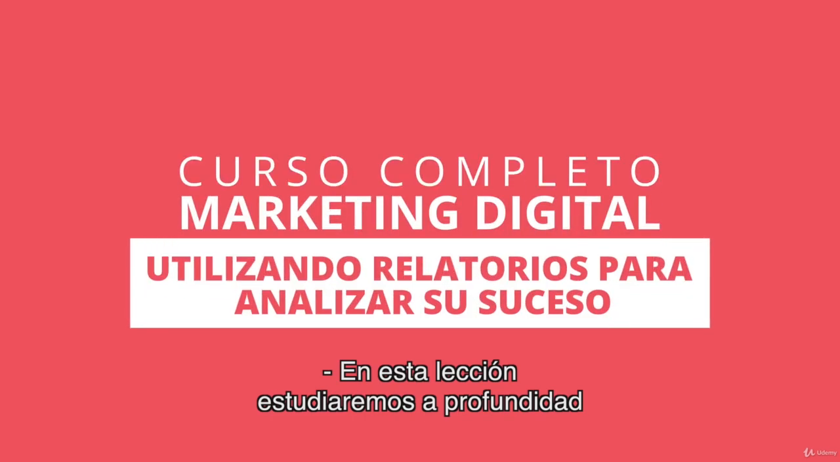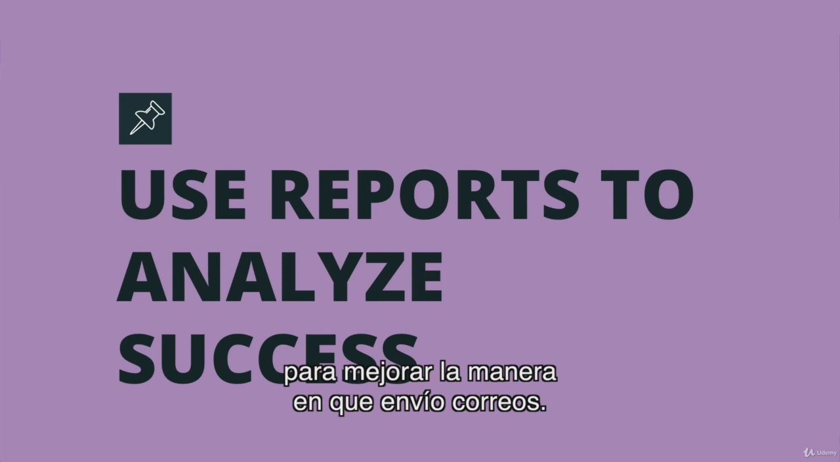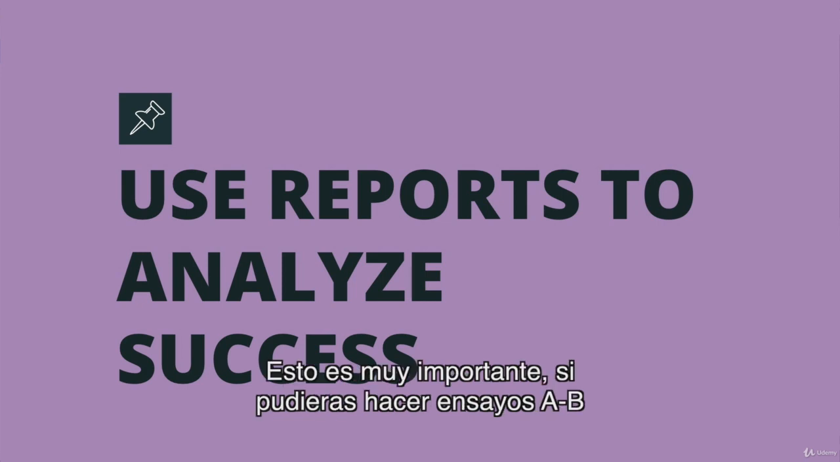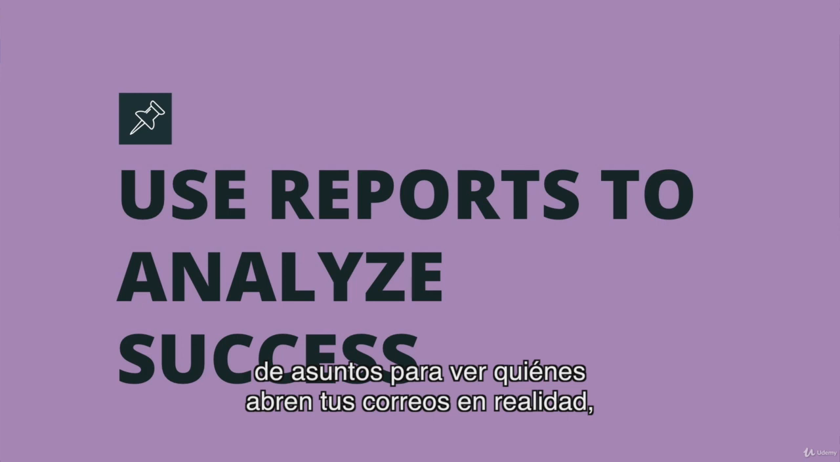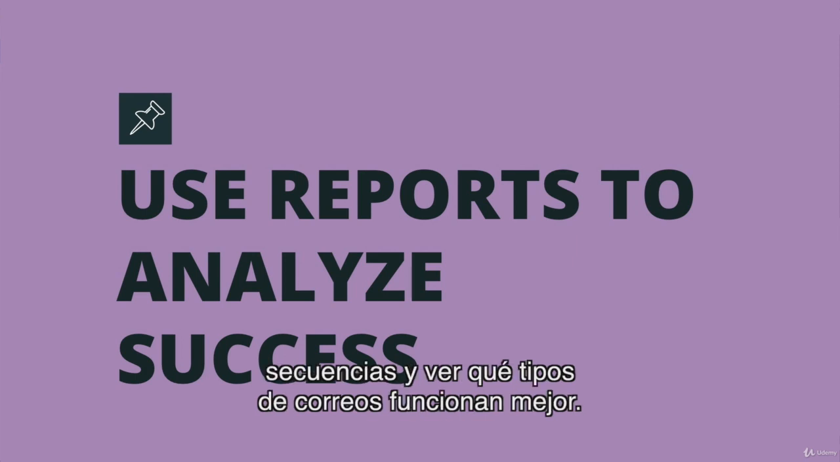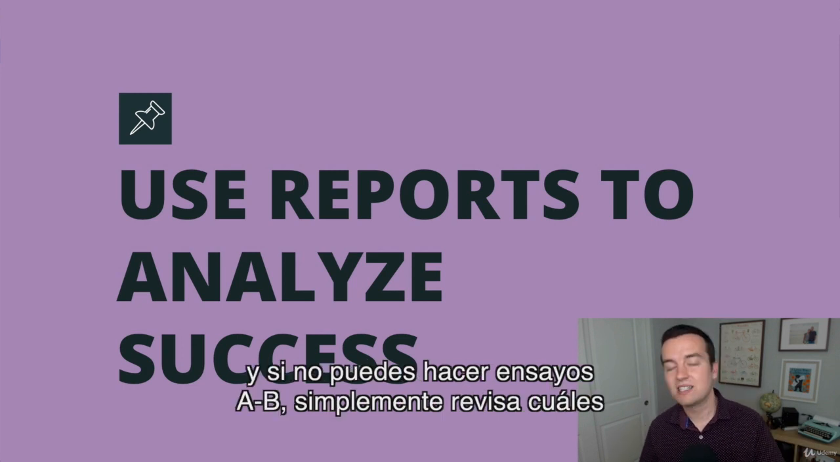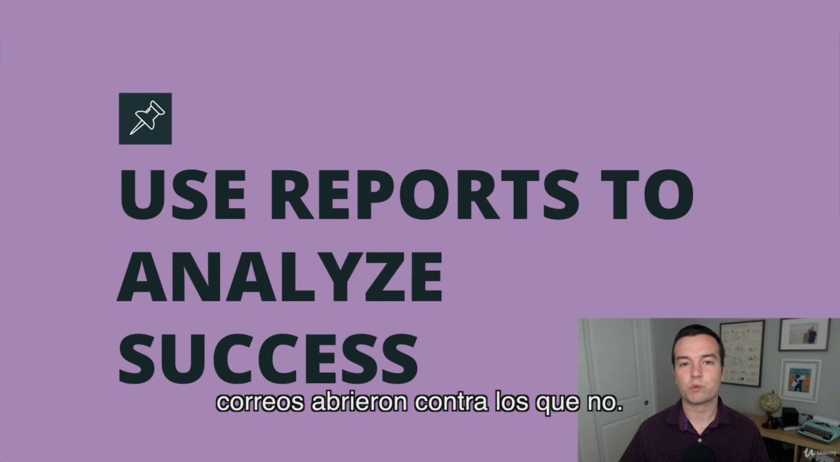In this lesson, I'm going to dive into the back end of ConvertKit to show you how I'm using analytics to improve the way that I send emails. This is so important if you can do A/B testing of subject lines to see who is actually opening your emails, what your click rates are, to compare different sequences to see what types of emails do better. If you have sequences, seeing what your subject lines are. If you can't do A/B testing, just to see which ones get opened versus which ones don't.